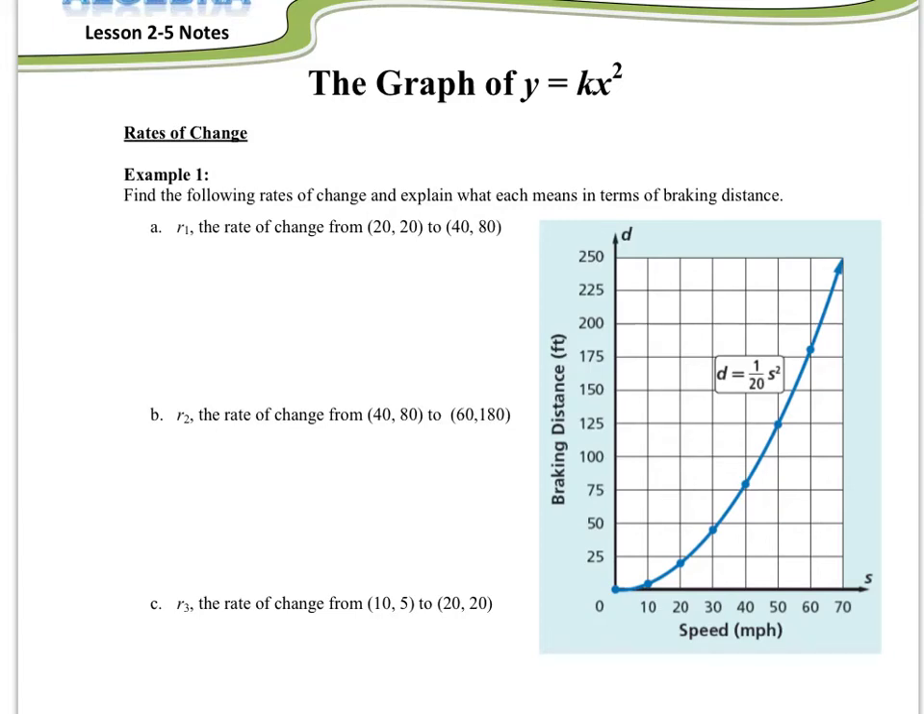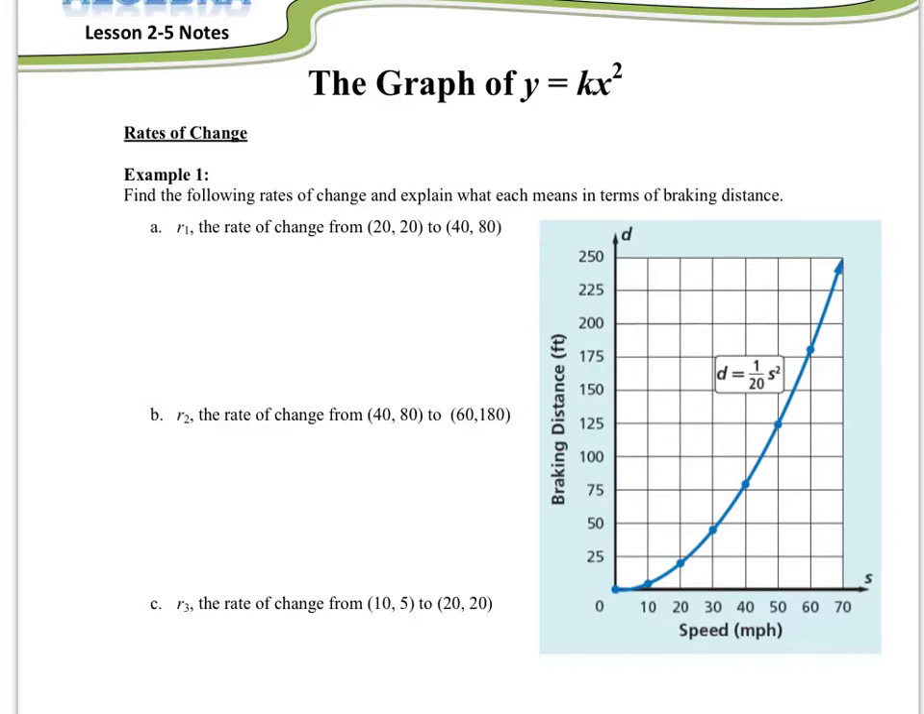Today's lesson is lesson 2.5, and it's the graph of y equals kx squared. In lesson 2.4, we did the graph of y equals kx, so now we're doing y equals kx squared. So let's go through some examples so you can see what this graph looks like.